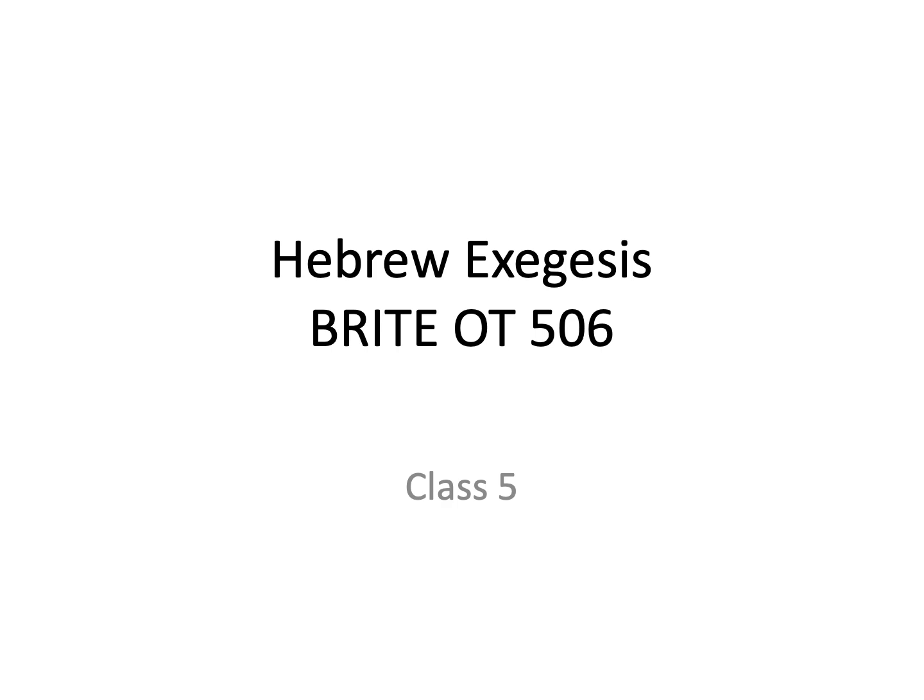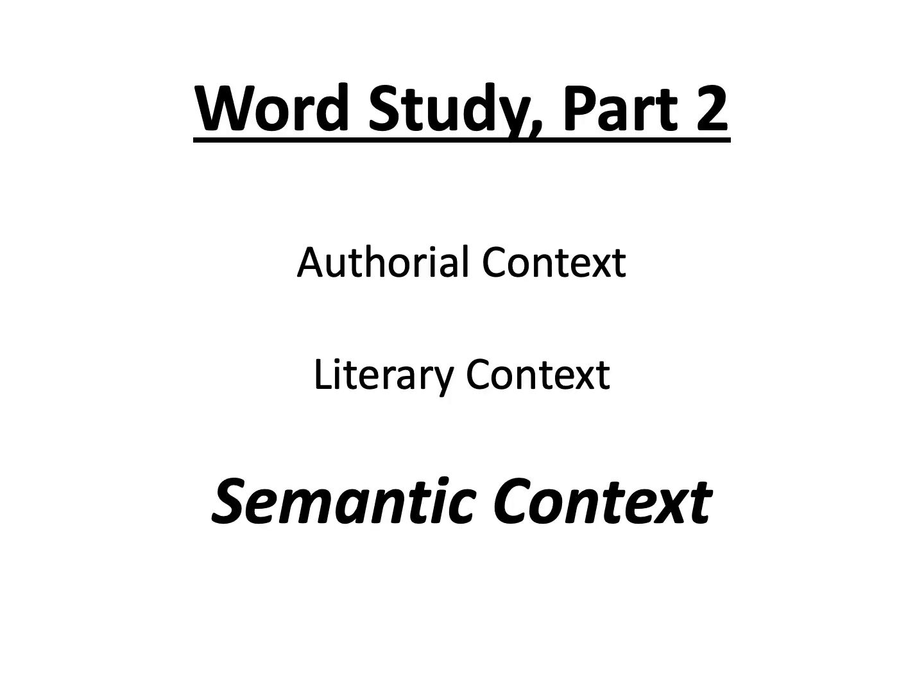So let's jump in. In last week's lesson, we mentioned three primary areas or contexts in which we need to examine the usage of a word in the Old Testament. The authorial context: how does the author use this word? The literary context: what is surrounding the word, how does the word get used in other places in the Old Testament, not written by the same author? And semantic context, which is where we're going to look today.